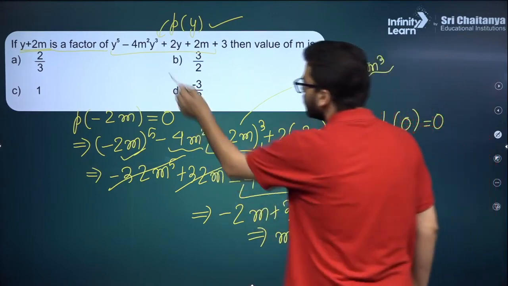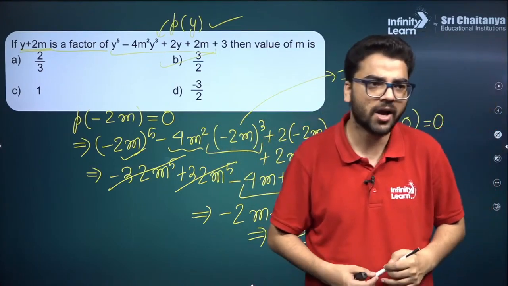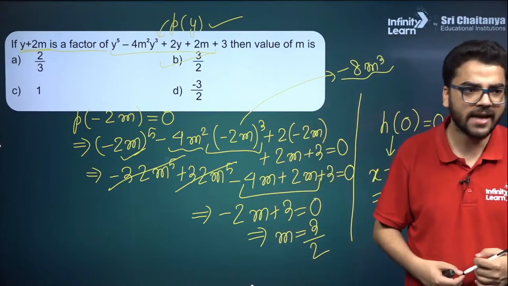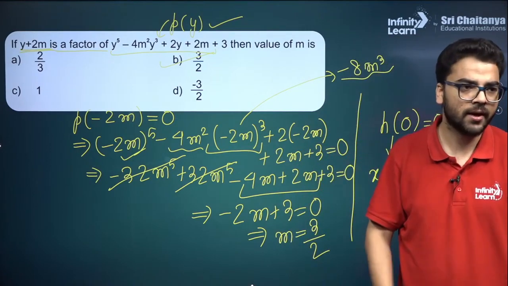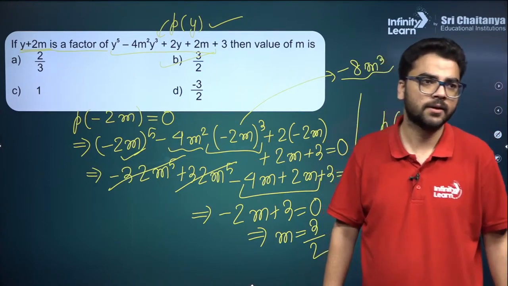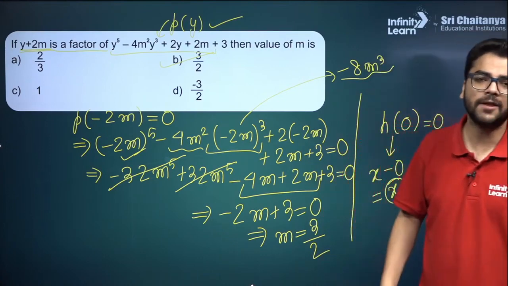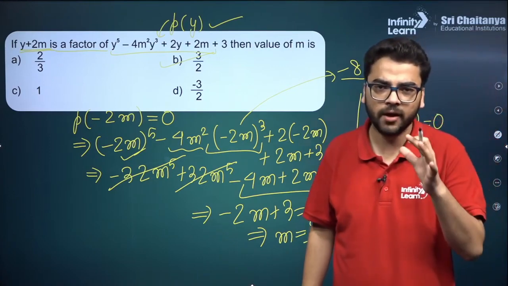So m is equal to 3 by 2 is the answer. Is the question clear to every student? Mukesh, Aisha, Utkarsh, Prasanna. Exactly, option B is correct over here, Mukesh. Is it clear, Aisha, Prasanna, Mukesh, Utkarsh, Sunil, Mayuk? Any doubt in this question? A very basic question on the very basic definition of factor theorem.